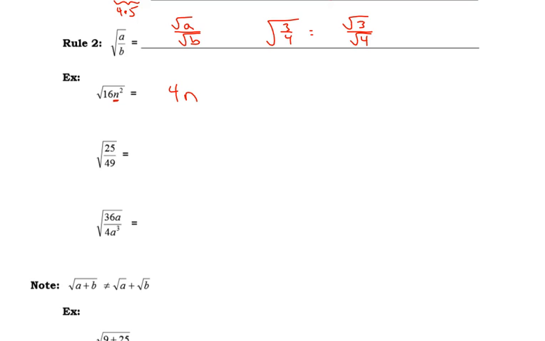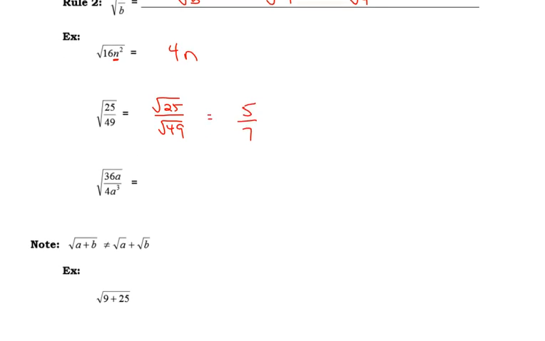Okay, the square root of 25 over 49. With our division rule, we can break that apart and say that's the square root of 25 over the square root of 49. And then we can take those square roots individually. The square root of 25 is 5, and the square root of 49 is 7.